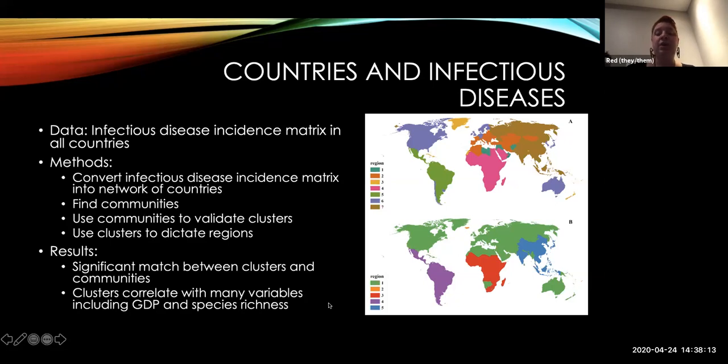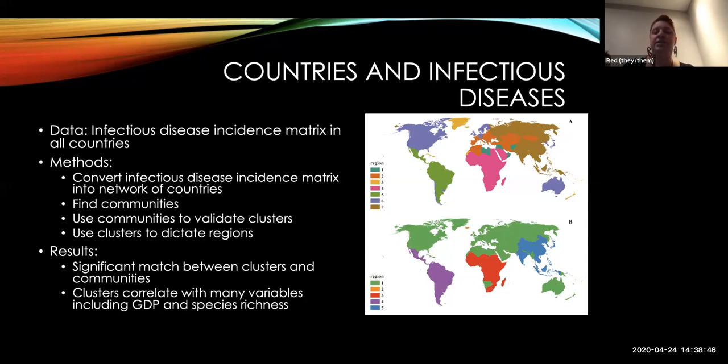And then we were able to correlate all of our clusters and all of our communities with many variables, which include GDP and species richness, which makes sense, right? So if multiple countries have the same GDP, they're probably going to have the same incidence of infectious diseases, right? Generally, they don't have people in power who are really, really terrible. But generally, yeah.